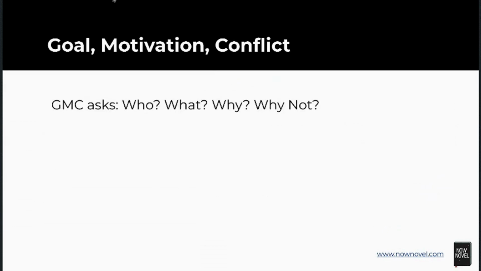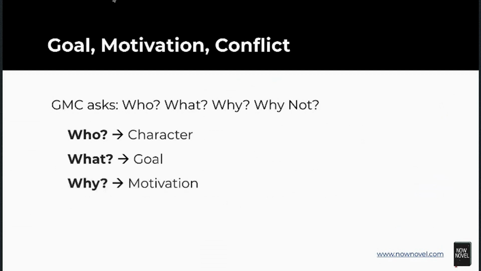Okay, so GMC asks the following questions: who, what, why, and why not? Unpacking that a little, the who is the character. What is the character's goal? Why is their motivation for that goal? And why not is the conflict, or the obstacles that are preventing them from achieving that goal. Effectively, those four questions will give you the entire structure and the entire story. This is why I say goal, motivation, and conflict are the pillars that hold up the entire story. So whether you're a plotter or a pantser, even if you don't outline a plot before you start writing, if you can just understand who your character is, their goal, their motivation, and their conflict, you will have all the ingredients you need to write the book.